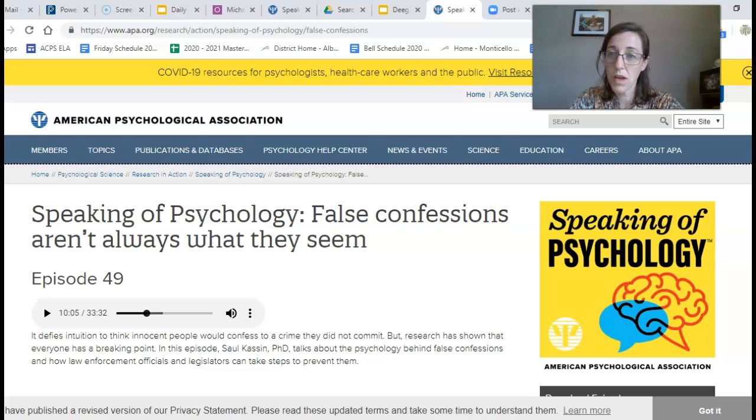So false confessions are rampant. 30% of the cases seen by the Innocence Project, which is a legal organization that tries to free people who are innocent of the crimes they've been convicted of, had a false confession at the core of the story. So they're happening enough that we need to be mindful that confessions might not be accurate or legitimate.